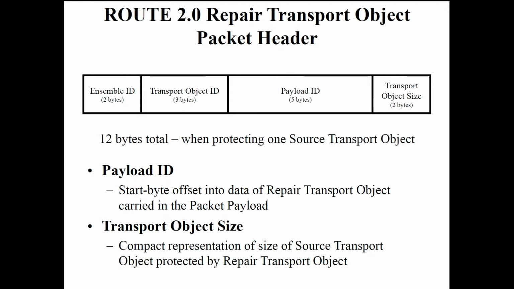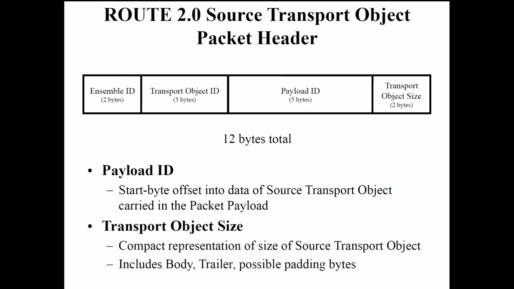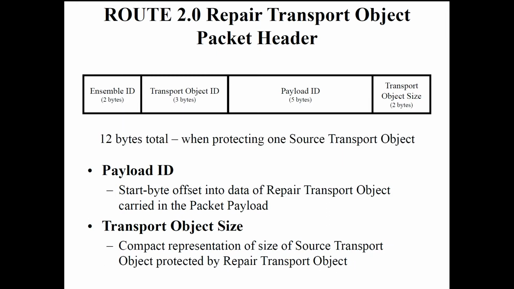The repair transport object packet header, I don't know if you noticed that, but if you go between this slide and this slide, there's almost no difference. So the repair packet transport header is almost the same, has the same ensemble ID, transport object ID, payload ID, and transport object size. Now, it can have more than one transport object size depending on how many source transport objects it's protecting. In this case, it's protecting one, so it only has one. So the packet format is exactly the same.